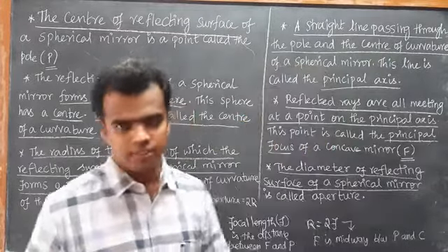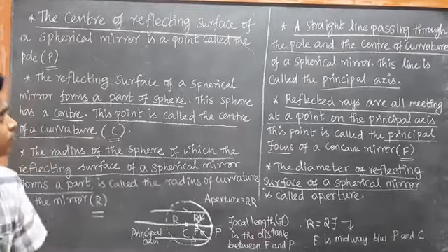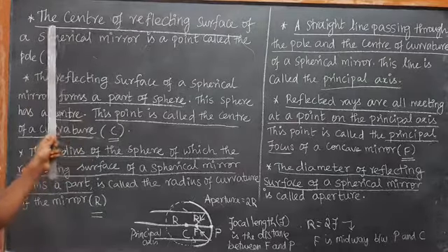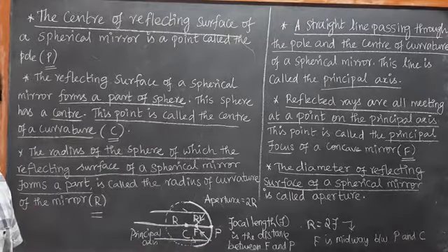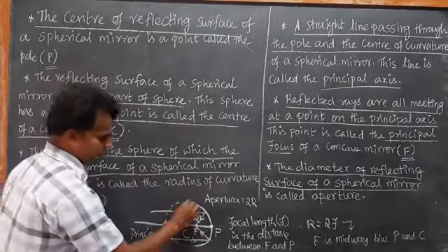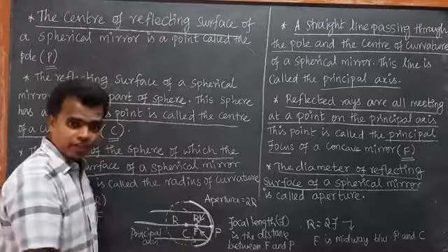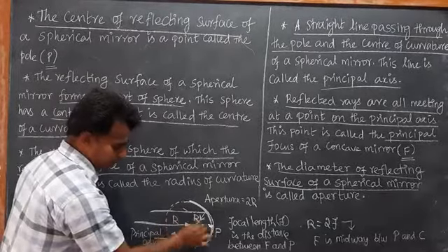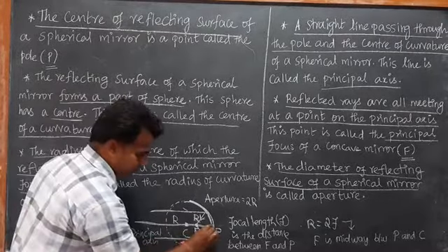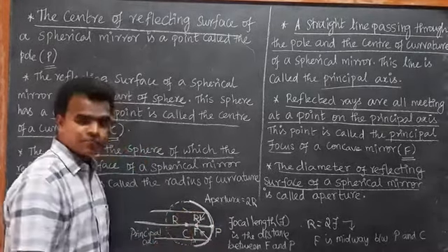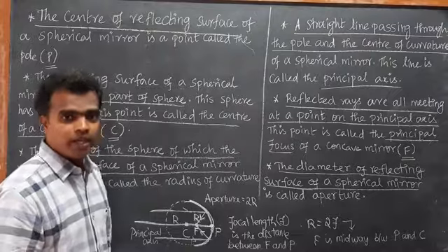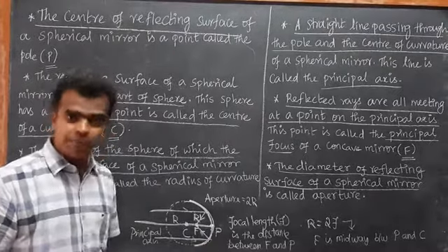The first definition is pole. The center of the reflecting surface of a spherical mirror is called the pole. Here I have drawn a concave mirror. The inner one is the reflecting surface, and this point is the center point of this reflecting surface. This point is called the pole, and the letter symbol is capital P.